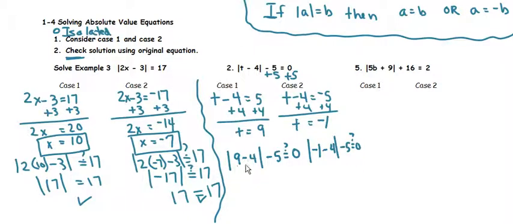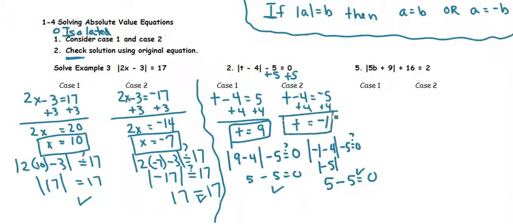Substituting in, 9 minus 4 is 5, absolute value 5. Minus 5 is 0, so 9 checks. Negative 1 minus 4 is the absolute value of negative 5. We know that to be a positive 5 minus the 5 that's there, and we have another check. We have two solutions to this problem.